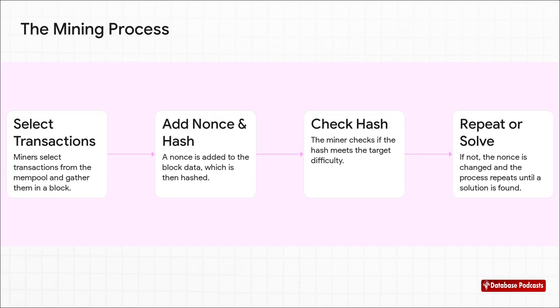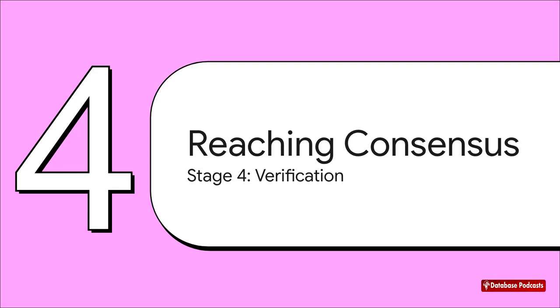It is a brute force race. Miners grab transactions, add a nonce, hash it, and check the result. Does it have enough zeros? No. Okay, change the nonce, hash it again. They do this over and over, literally trillions of times per second across the network, until one lucky miner finds a winning hash.